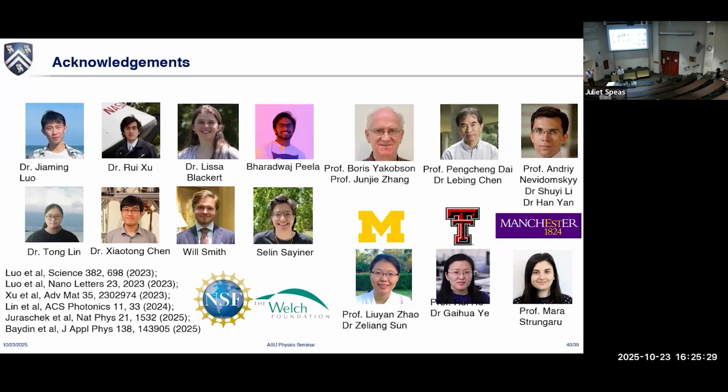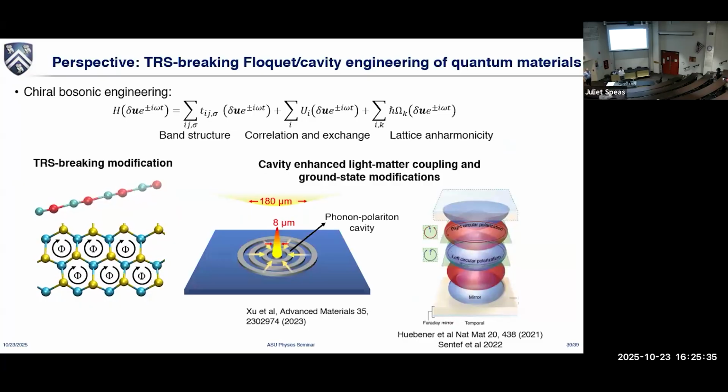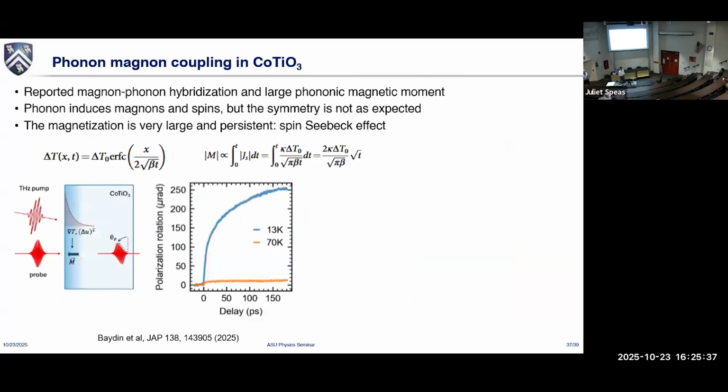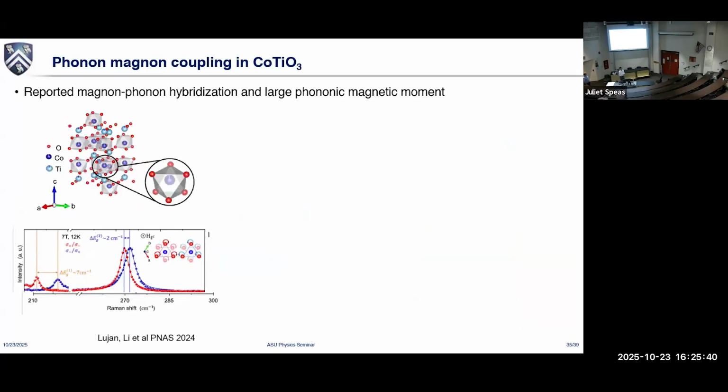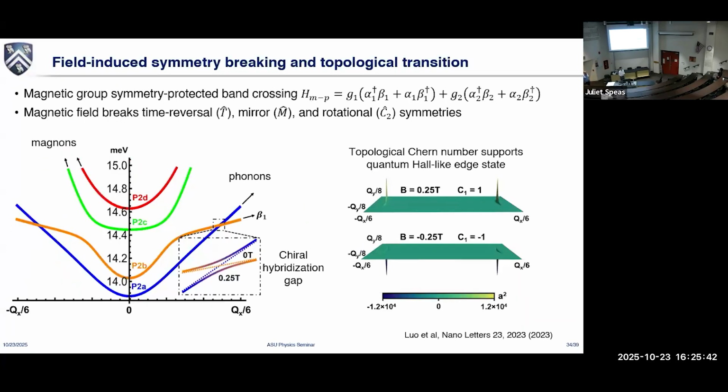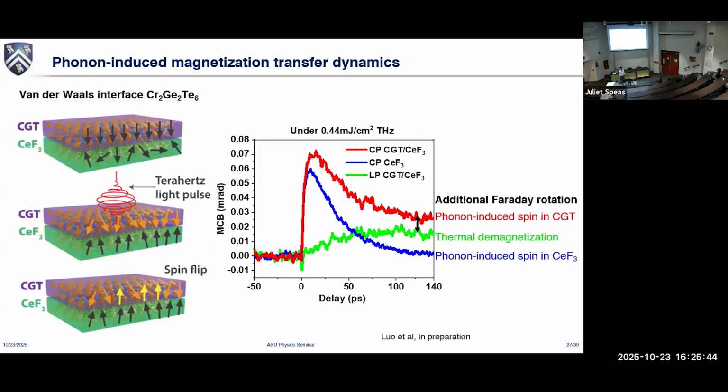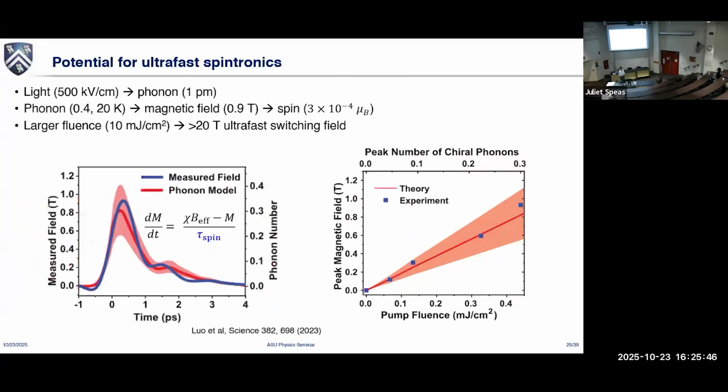Great talk. On your slide for potential for ultrafast spintronics, you had time-resolved magnetization. Yes. Further back. Oh, okay. Yes. What causes the secondary peak?